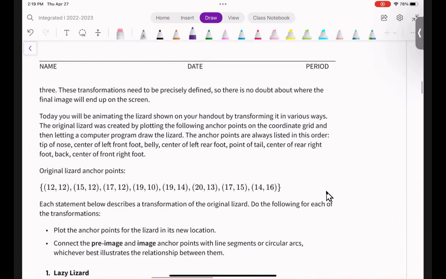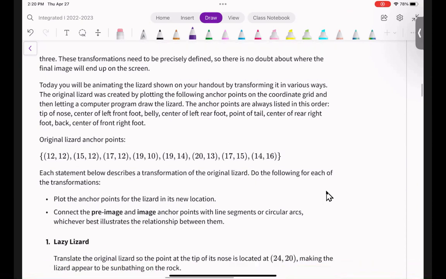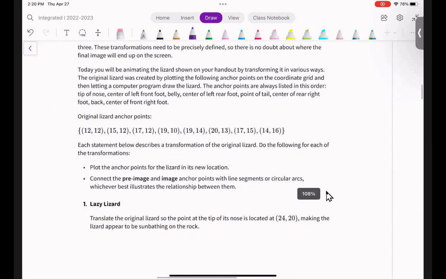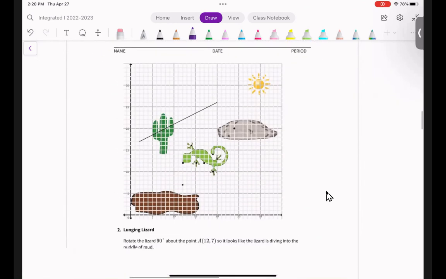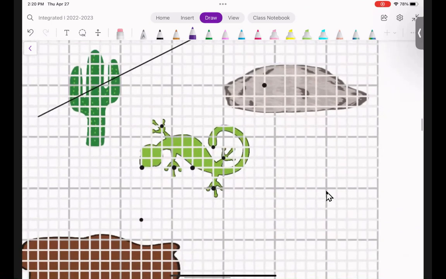So the original lizard was created by plotting the following anchor points on the coordinate grid and then letting a computer program draw the lizard. The anchor points are always listed in this order: tip of his nose, center of front foot, left front foot, belly, center of left rear foot, point of tail, center of right foot, back, center of right front foot. And then they give you all these anchor points. So these anchor points are right here on the lizard. If you look at the lizard, there are the anchor points, those black little dots.